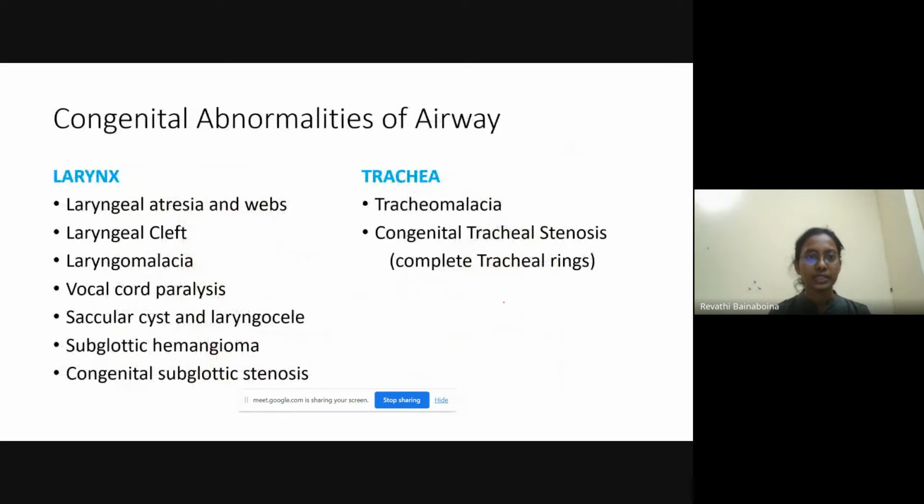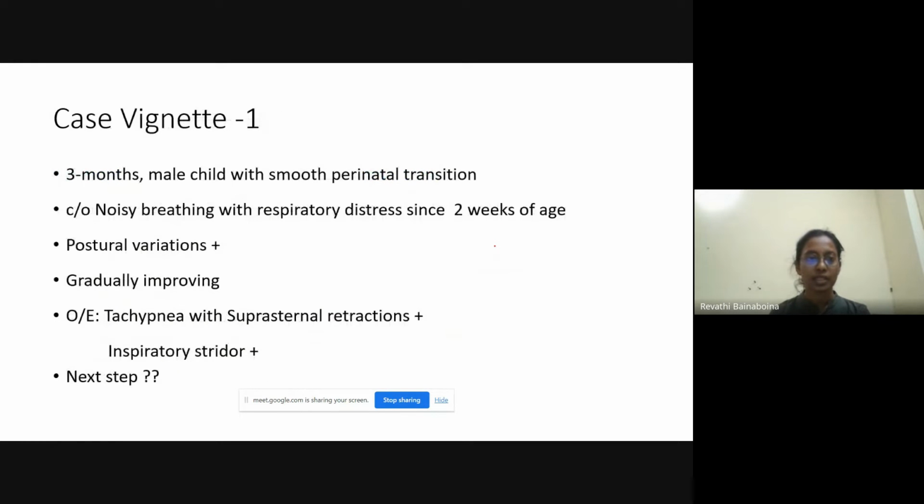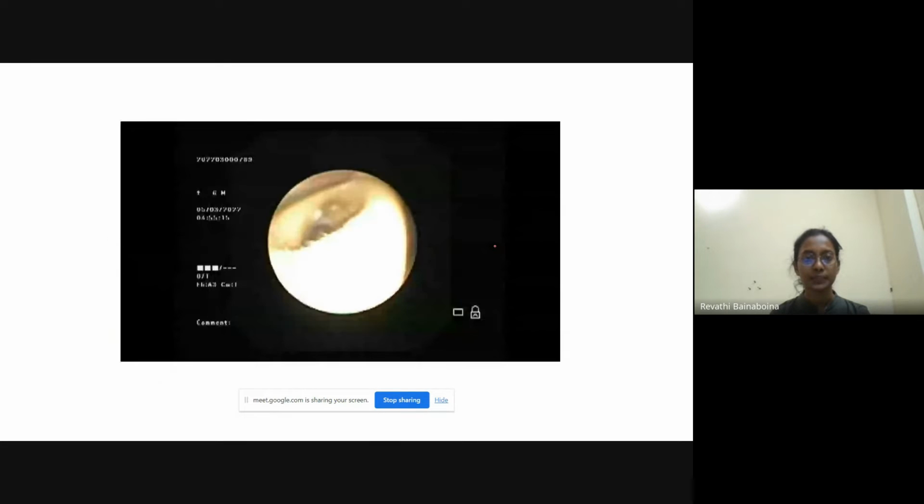So coming to the differentials, congenital abnormalities of airways include, in the larynx, laryngeal atresia and webs, laryngeal cleft, laryngomalacia, vocal cord paralysis, saccular cyst and laryngocele, subglottic hemangioma, and congenital subglottic stenosis. Trachea includes tracheomalacia and congenital tracheal stenosis. So coming back to the case scenario, the next step is laryngoscopy and bronchoscopy.